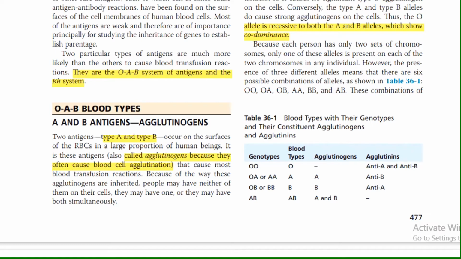Agglutinogens present in each type of genotype are: in AA, obviously the agglutinogen will be A and the agglutinin will be anti-B. Because you have agglutinogen A present, the agglutinin will be anti-B. For B, it will be anti-A. For O, there are no agglutinogens because it is recessive, and for AB there is no agglutinin. AB blood group people can receive blood from all groups.